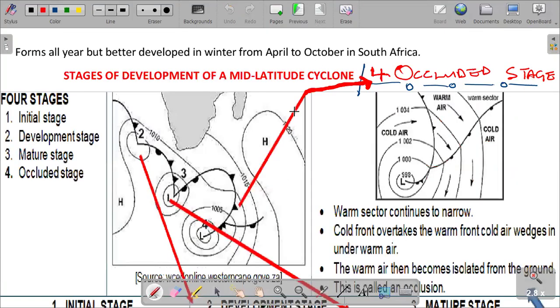They form all year, but are better developed in winter, from April to October in South Africa. I have also explained why they must have such factors. So let me quickly talk about the stages of development of a mid-latitude cyclone.